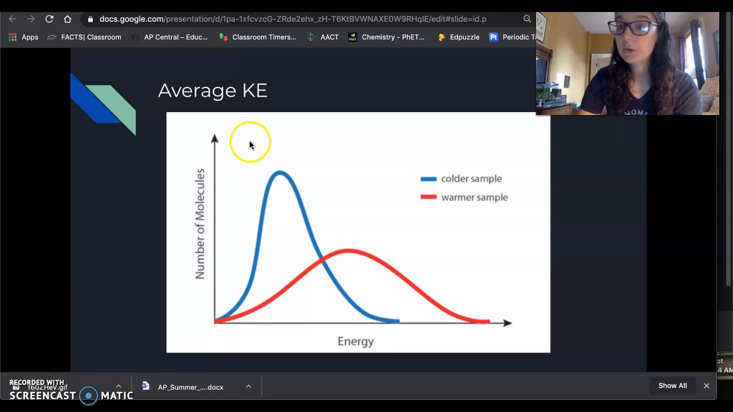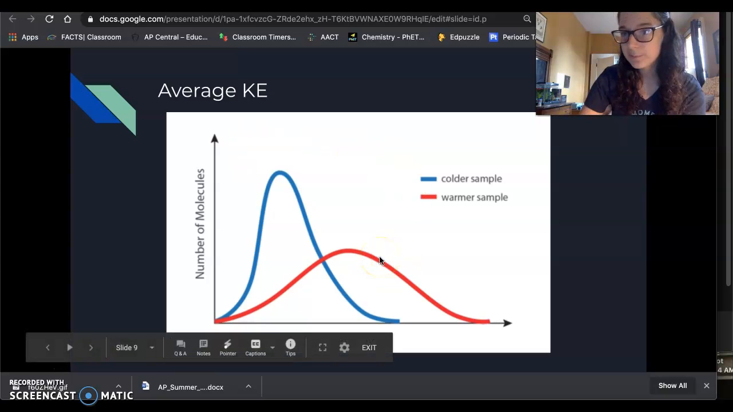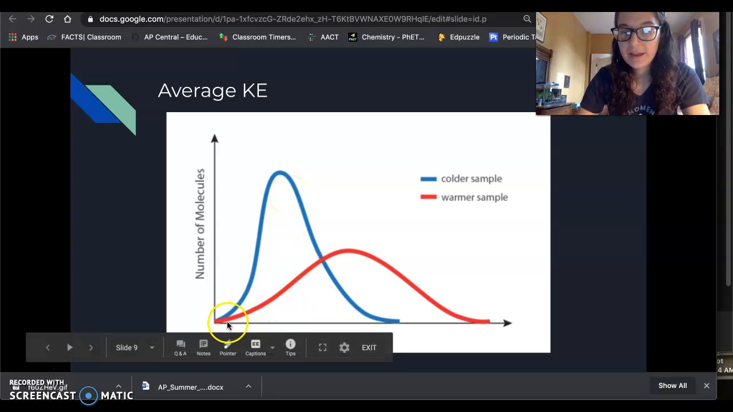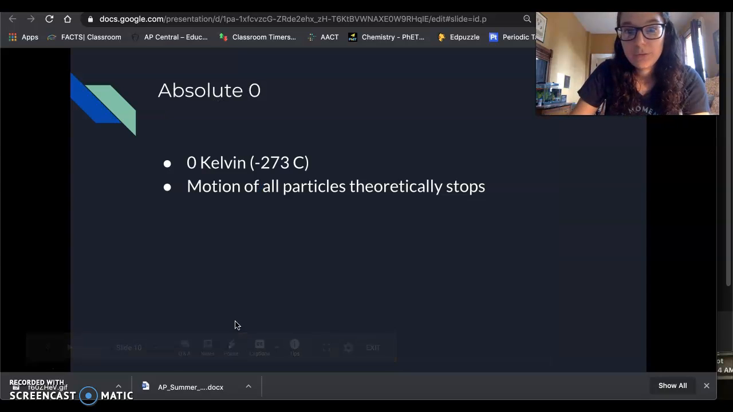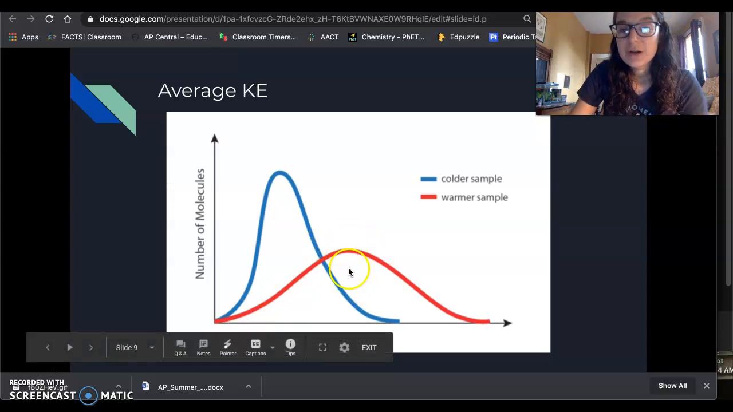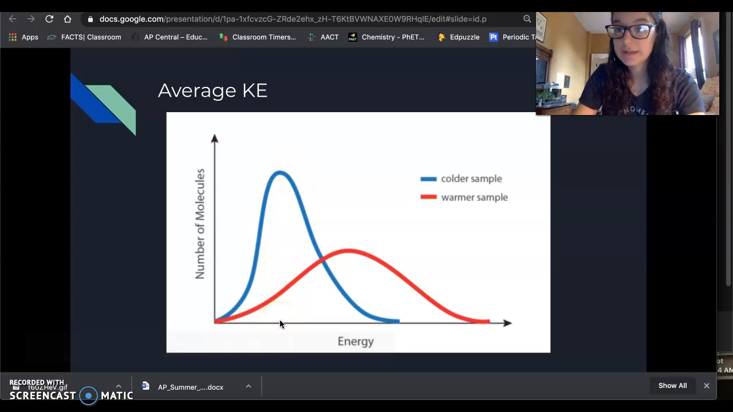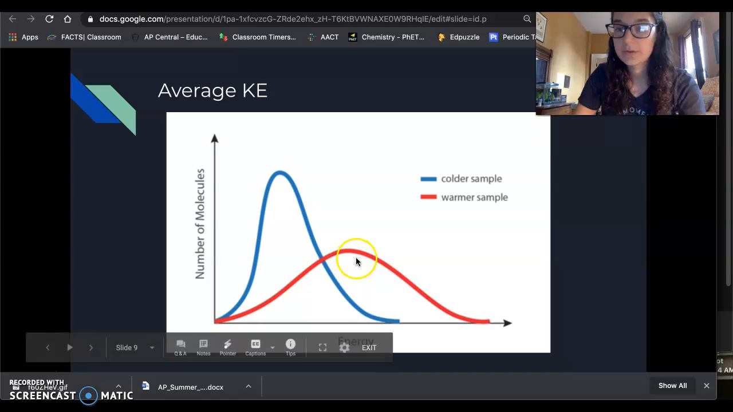Here we have a blue colder sample and a red hotter sample. The average is the highest point of the peak. So here we have, even in the hotter sample, some particles that have very little energy, so they are pretty slow. But the average, most particles have a higher energy than in the cold sample. So here, most of the particles are here on the x-axis. For the hotter sample, they're way over here.